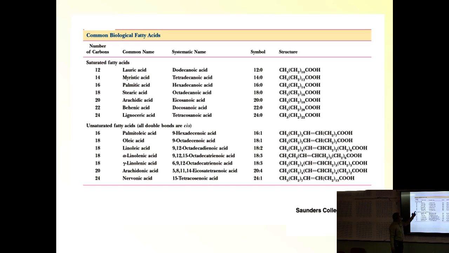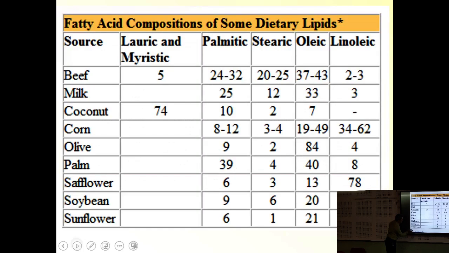Similarly, 24 here also. Lignoceric acid is also found in many peanut species, but certain people have problems with these fatty acids. Okay, I will teach you later on in PG also.